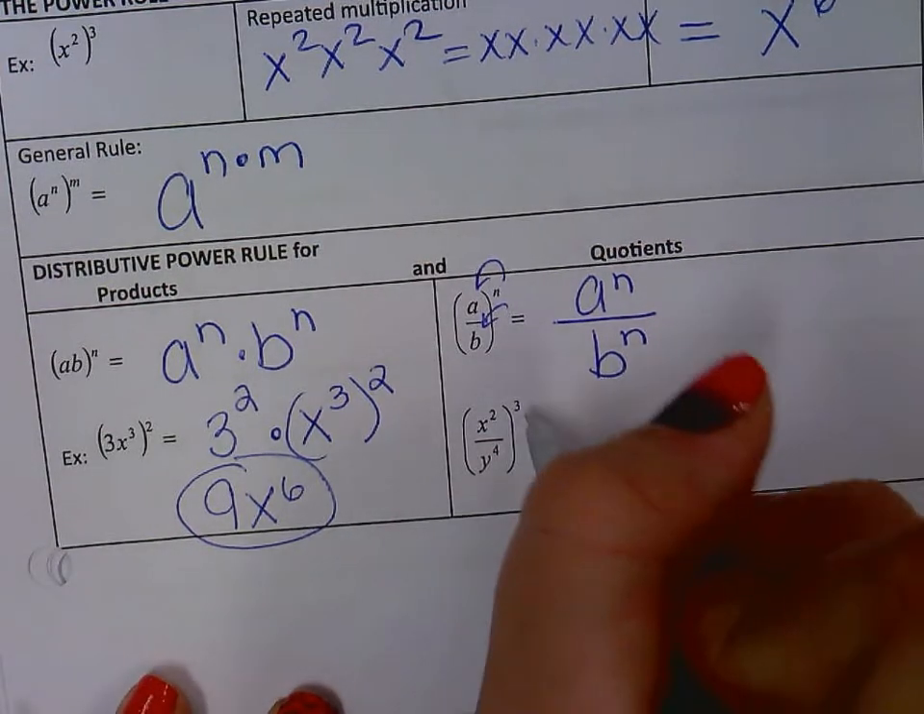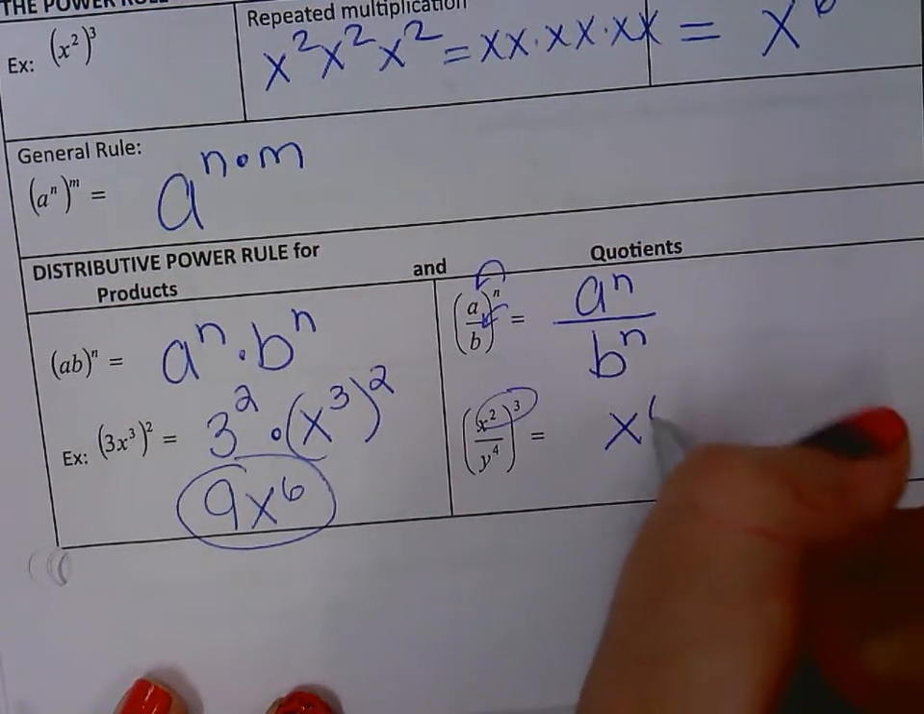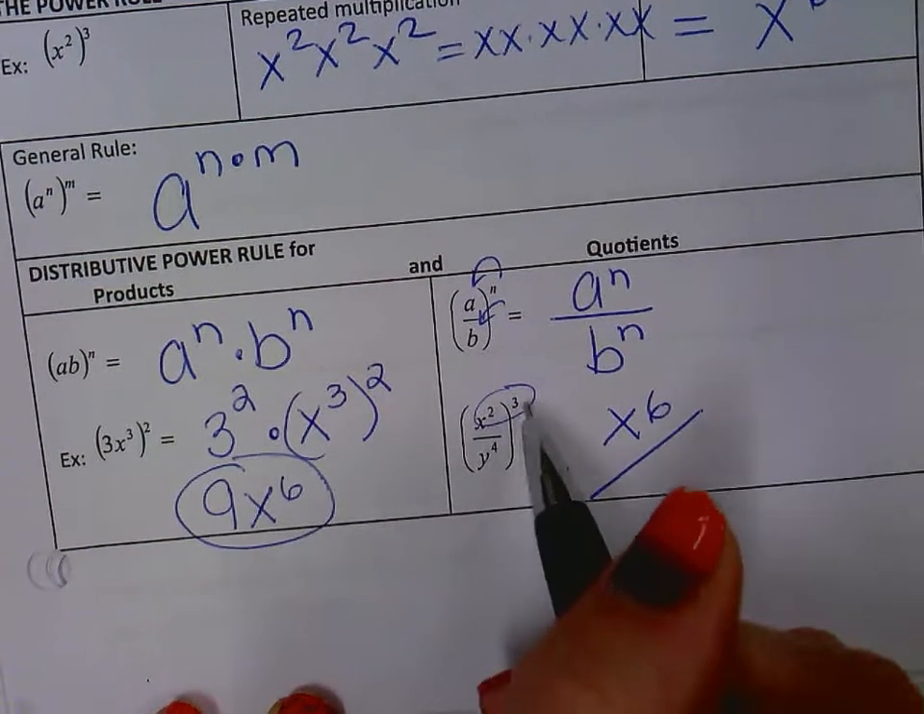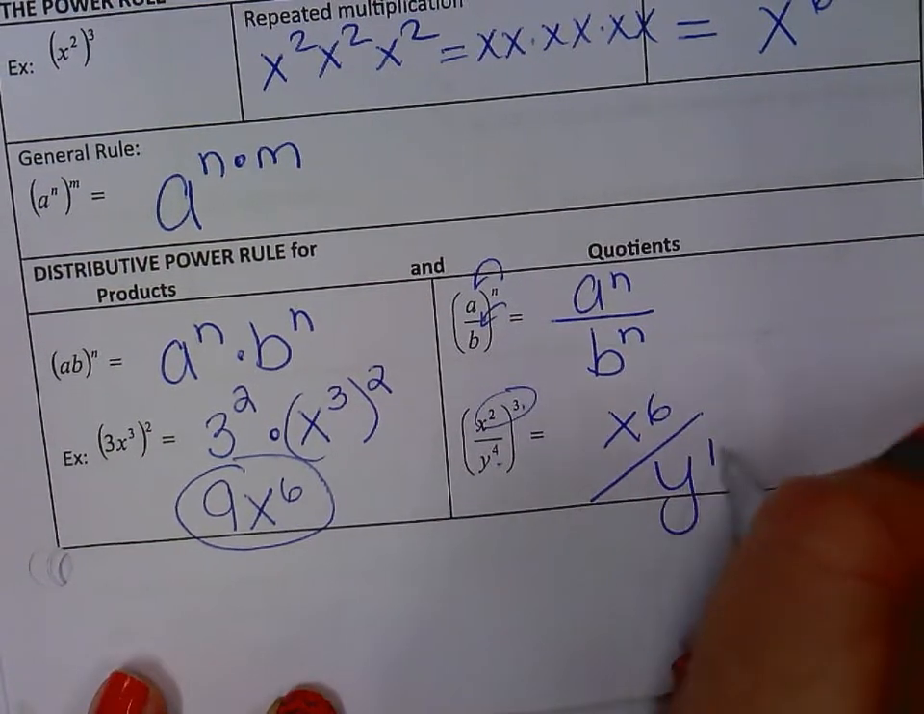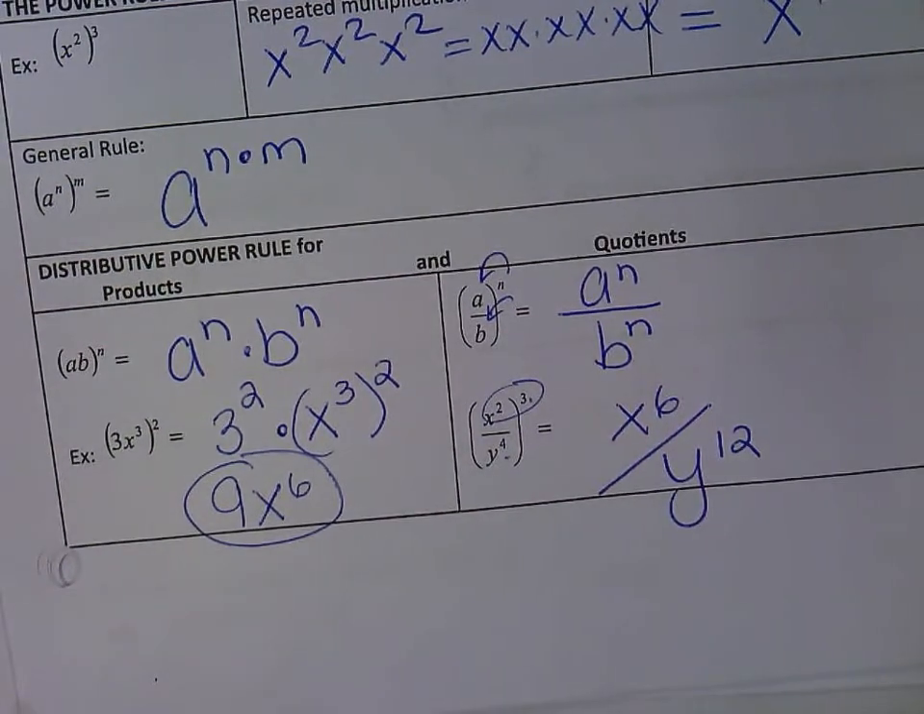So this would become x to the 6th, and 3 times 4, this one would become y to the 12th. You cannot say that the 6 and the 12 are going to divide. This base is x, this base is y. You can't do anything else to that and cancel anything else.